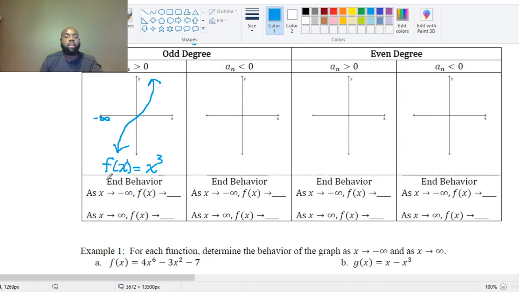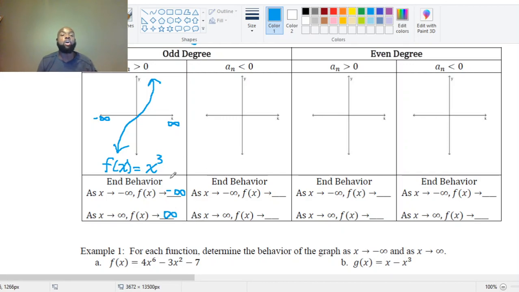Well, to the left, my graph is going to continue to go down, down, down to negative infinity. So the end behavior of this function is negative infinity. As x approaches positive infinity, infinity on my x-axis is here. If I trace my graph, it's going to continue to go up, up, up. So going up on my y-axis is positive infinity. So I'm just going to use infinity.